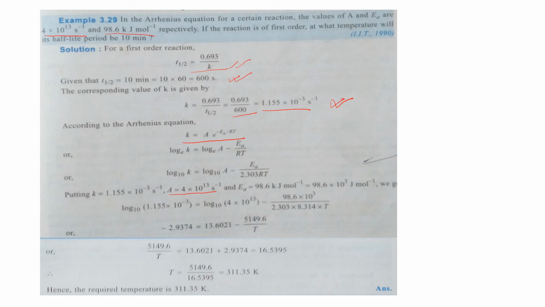Now the value of Ea is given in kilojoules per mole, so that has to be converted to joules per mole, multiplying by 10³. Everything is given to you, just put in the values. You only don't know T, so from there calculate the value of T. It is coming to 311.35 Kelvin. So this type of numericals are there for the Arrhenius equation.